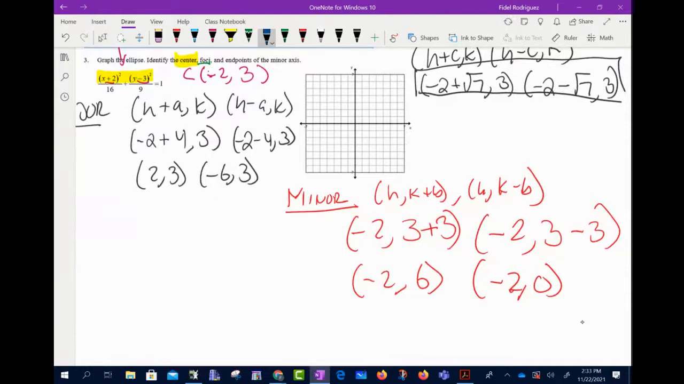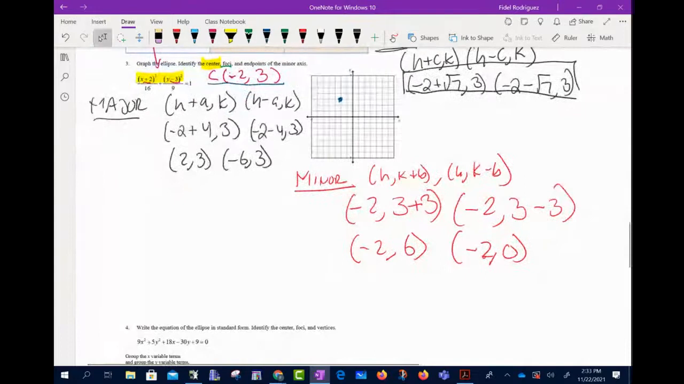All right. So first thing is the center of our ellipse. The center is at negative 2 and 3. So wouldn't that be 2 spaces to the left and then 1, 2, 3 up here? Let's go ahead and plot the vertices of the major axis, which is 2 and 3, which is 1, 2 to the right and 3 up, and negative 6, 1, 2, 3, 4, 5, 6, and 3 up. Here we go.